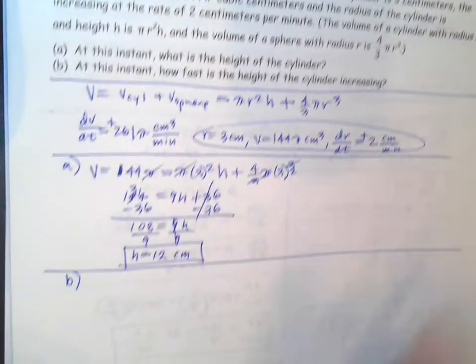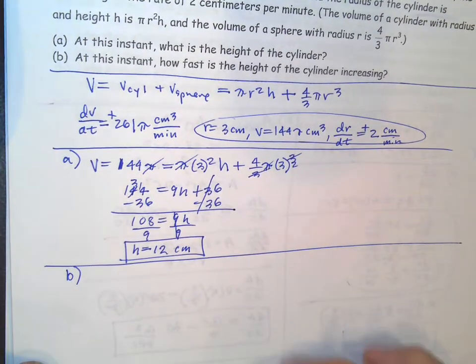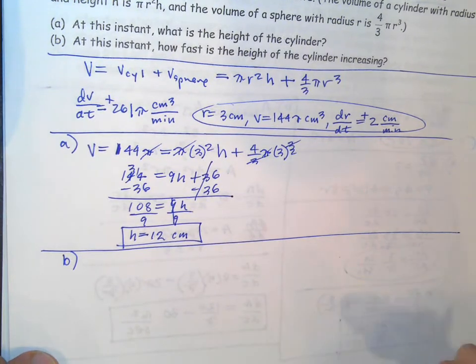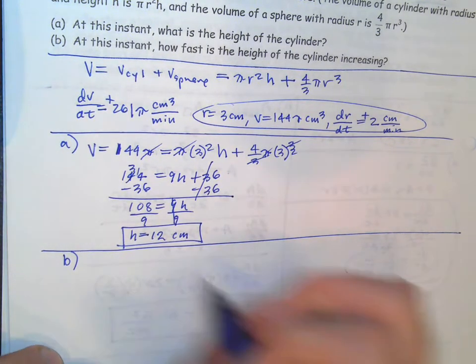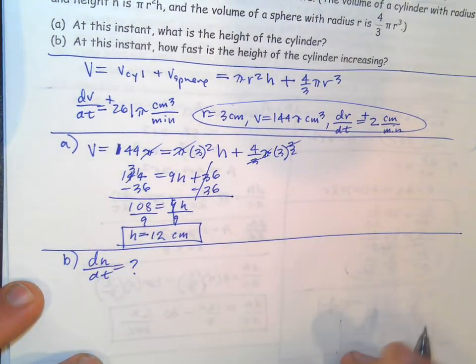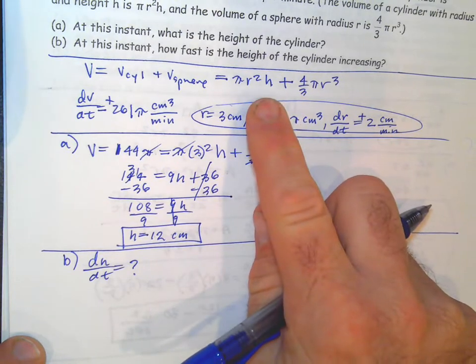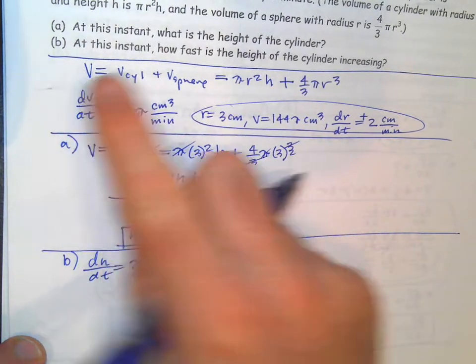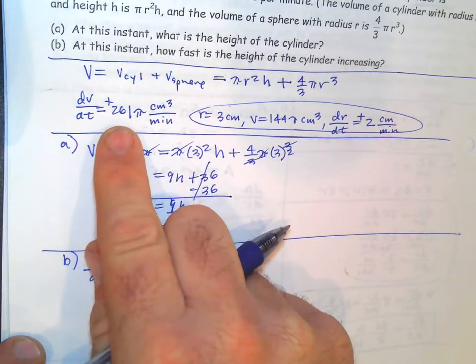Probably need that though. A lot of times if they ask you to do that in part A, you probably need it for part B. At this instant, how fast is the height of the cylinder increasing? So we're looking for dH/dt. Now we have this volume up here that has R, H, and V. So we have dV/dt, right? And we have dr/dt.